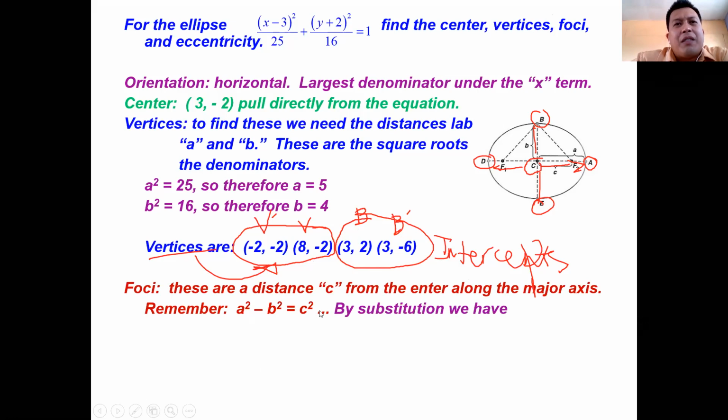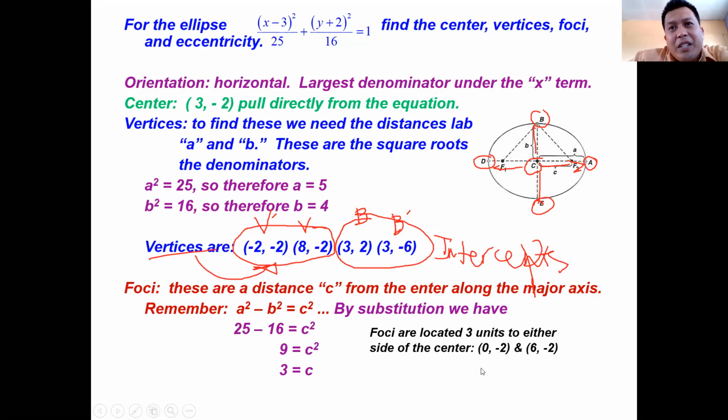Since we're looking for the value of the C, substituting A, which is 5, and B, which is 4, you'll get 5 squared is 25, 4 squared is 16. Subtract the two values, you'll get 9. So 9 equals C squared; get the square root of both sides. So C therefore is 3. So that 3 will be added to the coordinates of your center at X, since the focus lies on the X-axis. So your focus will now become 3 plus minus 3 and negative 2.